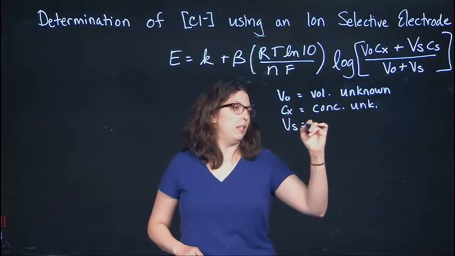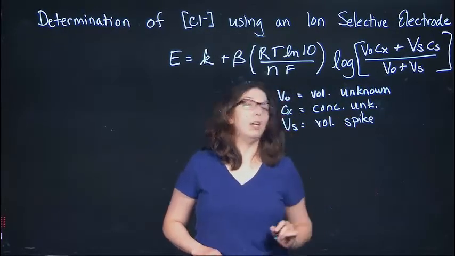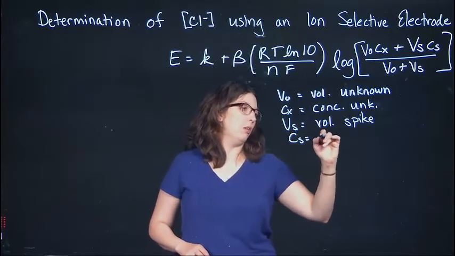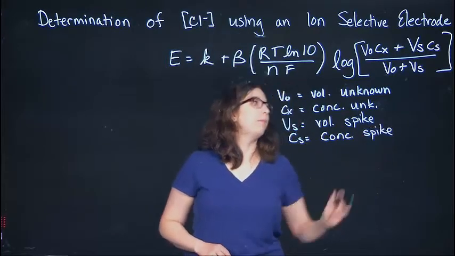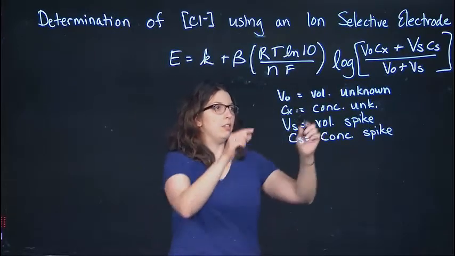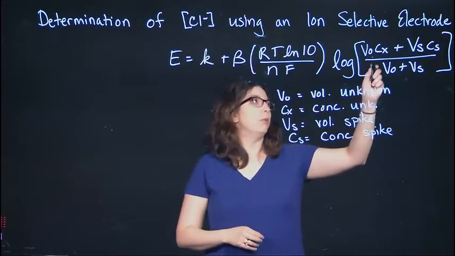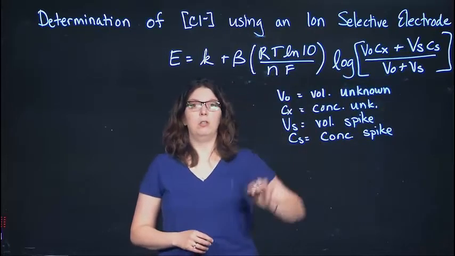V sub s is the volume of the spike, so the concentrated chloride solution that you're adding, that's the volume. And C sub s is going to be the concentration associated with that spike. Okay? And since we're multiplying volumes times concentrations, we're ending up with moles. So we have moles plus moles over volume. So that's moles per liter. And that's how this works out in the equation.